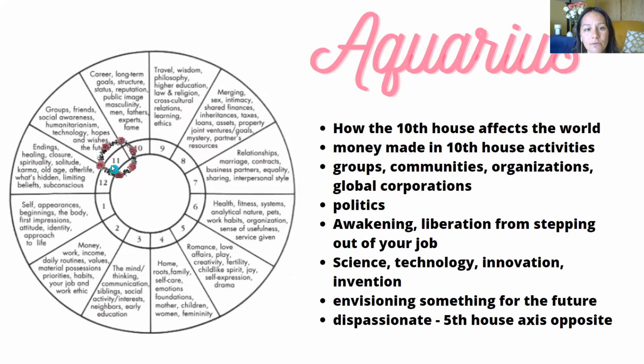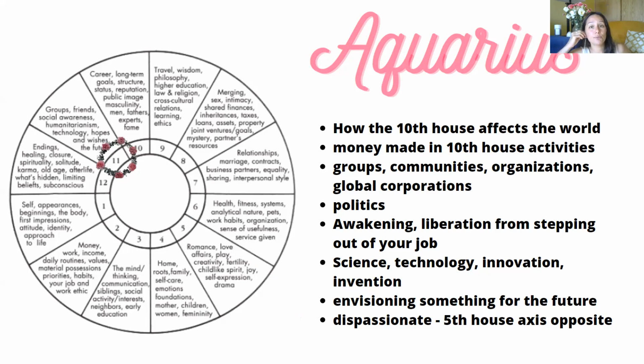Aquarius rules the 11th house, and it's all about what happens after you are established as an authority figure in your field. You then connect with other communities, other places around the world that are doing similar things. You're connected on a global scale now to different communities, and it's way more expansive.